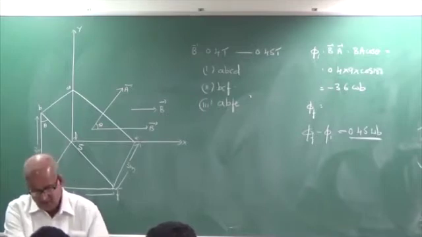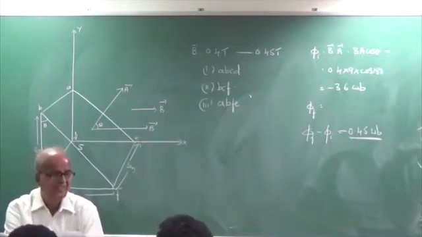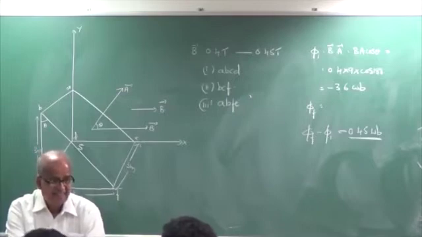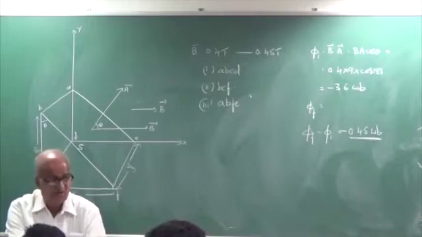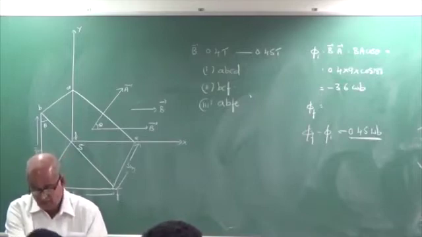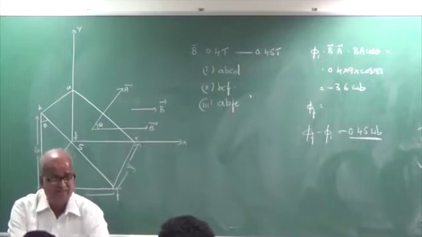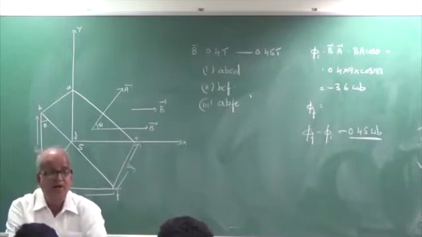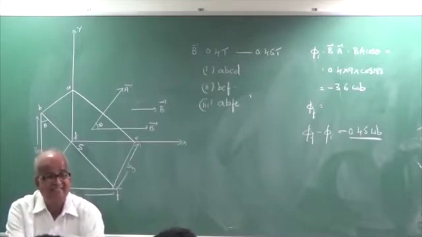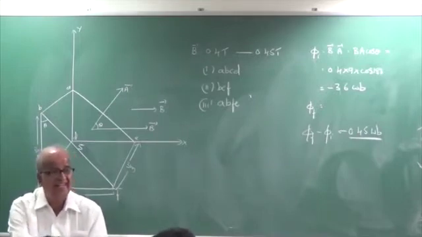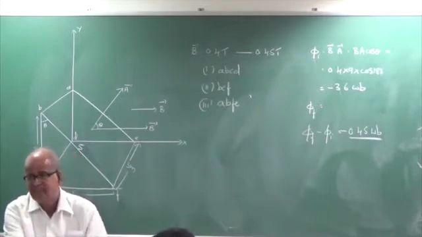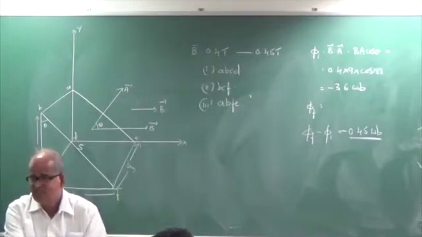Correct? So, what is the EMF induced? Delta phi by delta t. Delta t is 0.003. 6.3 into 10 to the power of minus 10 divided by 0.003 is 2.1 into 10 to the power of minus 7 volt. Are you not getting? Answer is 2.1 into 10 to the power of minus 7 volt.